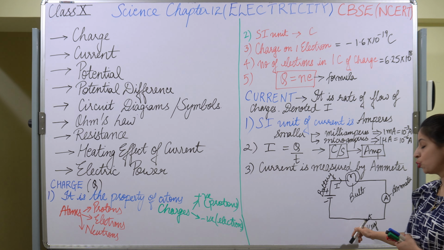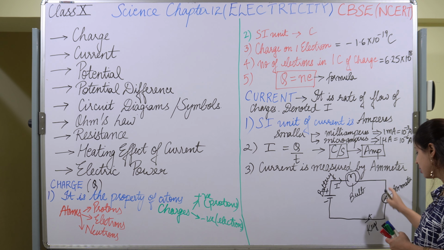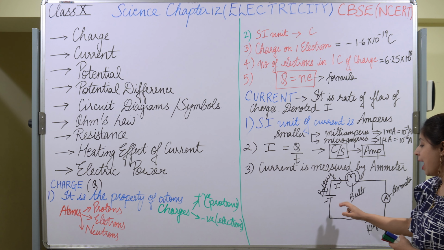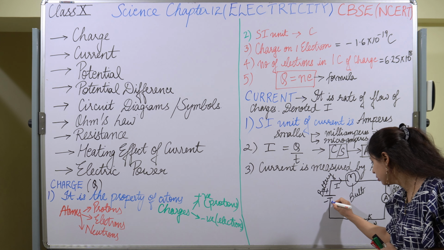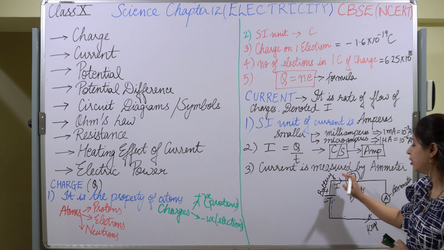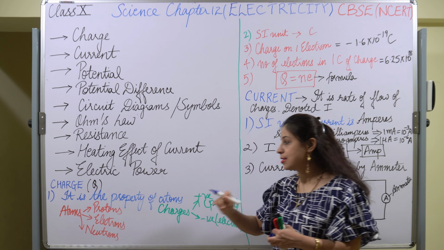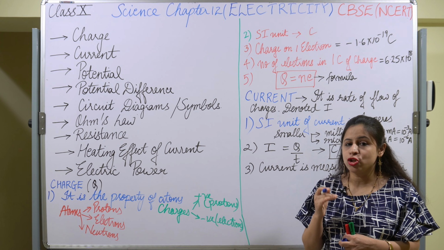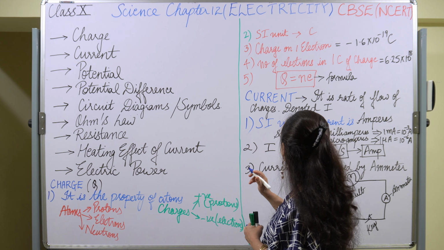Whenever the key will be switched on, the current will start flowing in the circuit. Now how will the current start flowing in the circuit? Actually, the electrons will start moving from here in this direction, and they will be getting attracted towards this positive. Yes, one thing we have left for the charges, that the like charges repel each other and the unlike charges attract each other.